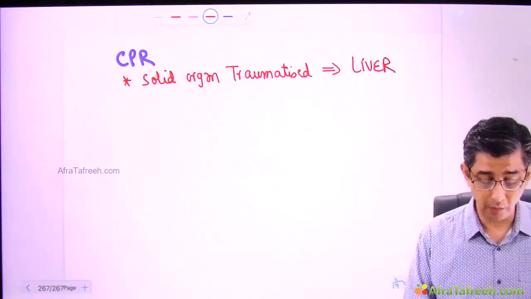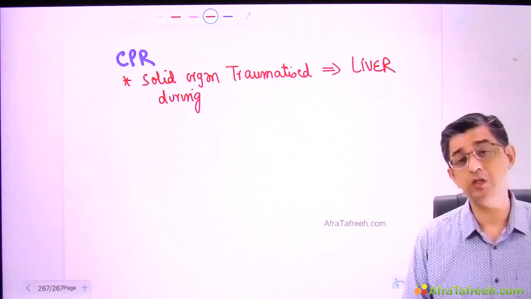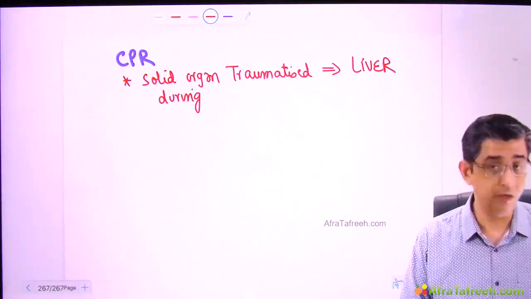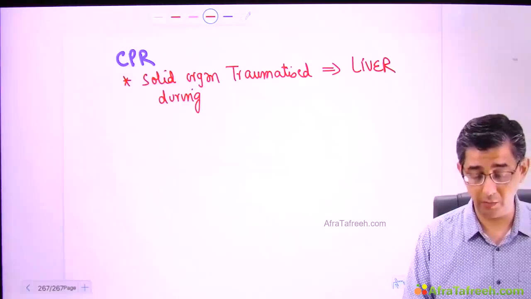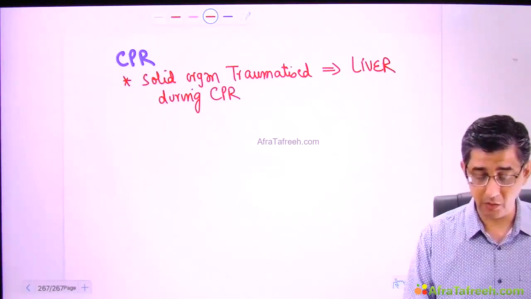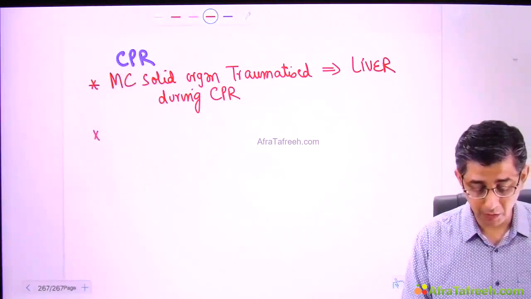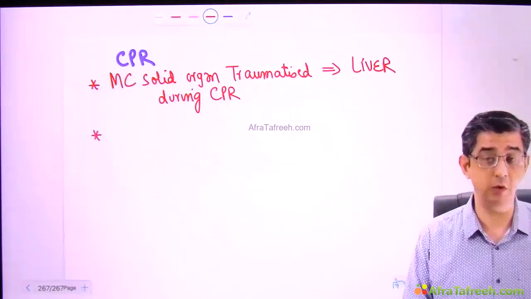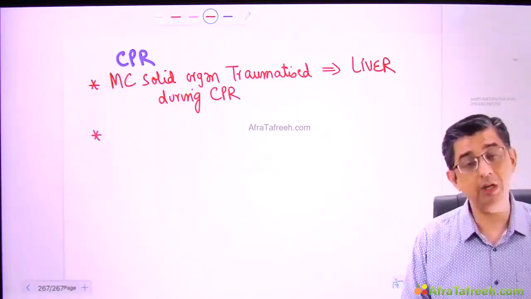So the solid organ traumatized during CPR is not to be answered as lung, because lung anyway is not a solid organ. I agree that ribs can break, but it is not the lung that is the commonest solid organ traumatized during CPR. It is rather going to be answered by you as the liver. And the villain behind this, the bony prominence responsible for this, is the xiphisternum, because the doctor has not marked the site properly or is not properly practiced on the dummy.